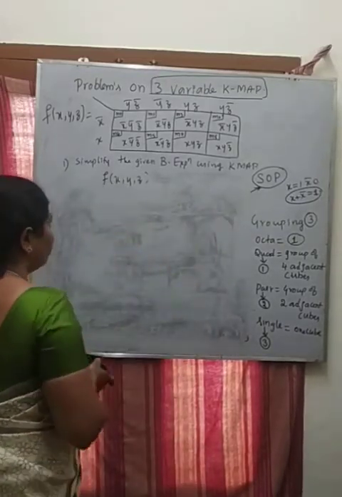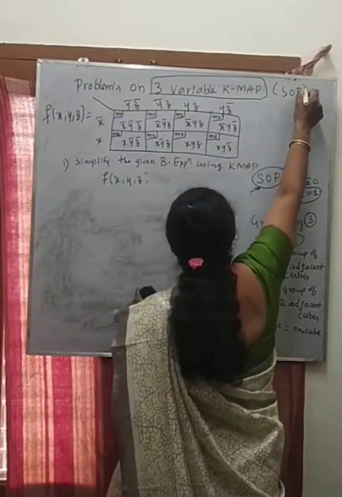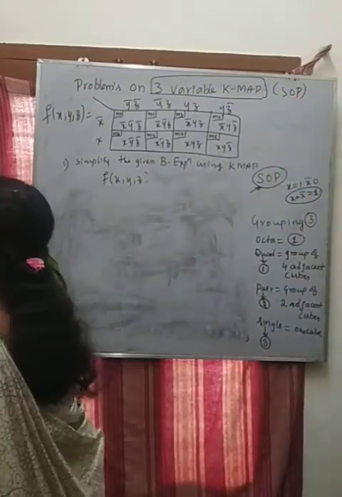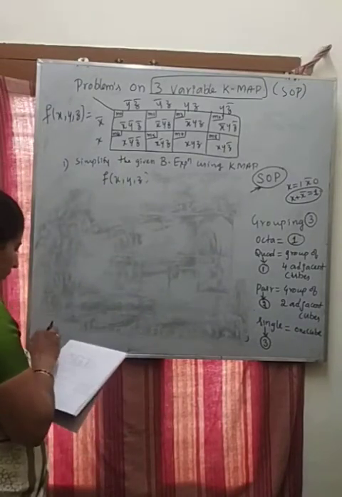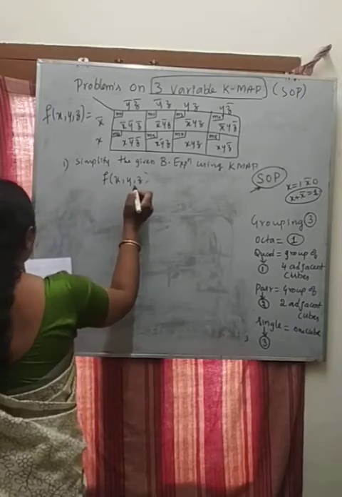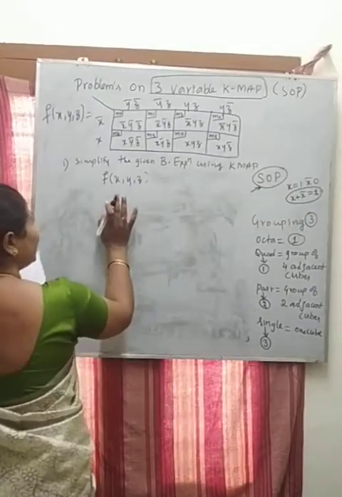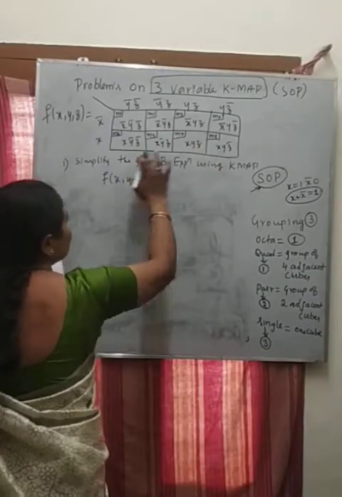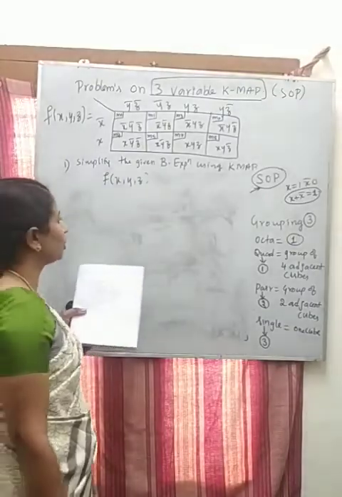So we are solving only 3 variable problems on SOP. The next problem. Here we have f of xyz, any variable a, b, c or xyz. I am taking xyz because I have written the tabular. In the classwork I have given a, b, c. You just follow that.